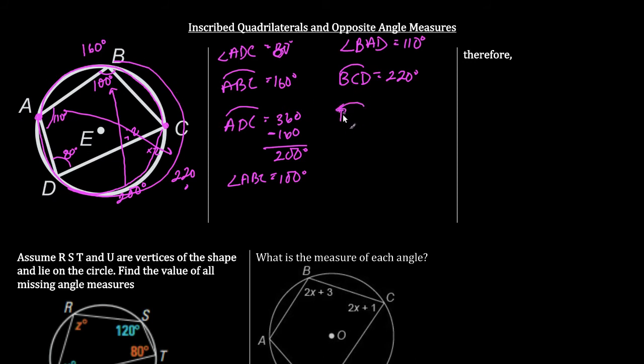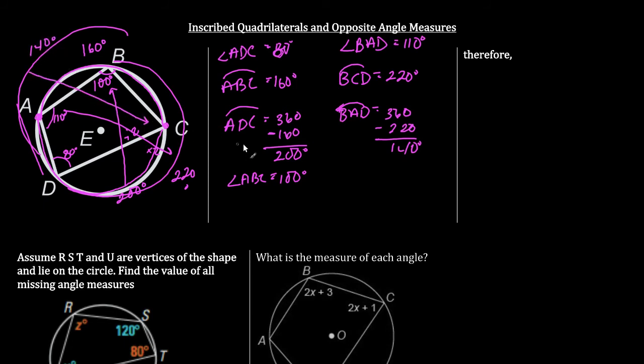Now, if we know that this is 220 degrees, then this part right here is going to be 360 subtract 220 degrees, 140 degrees. So if this is 140 degrees, then the inscribed angle is half as much. So that's angle BCD, this angle right here is going to be half of this. So 140 divided by 2, and we get 70 degrees. Not that you can see it, but you get it.